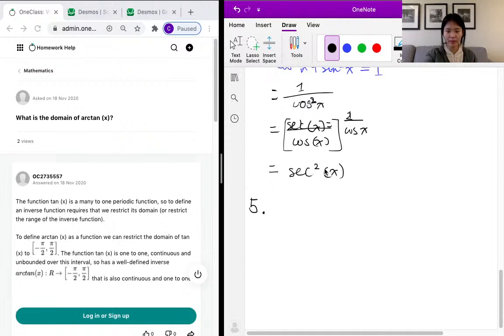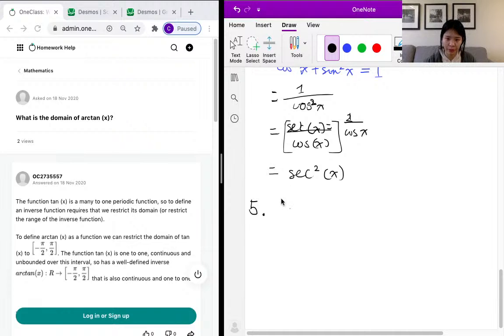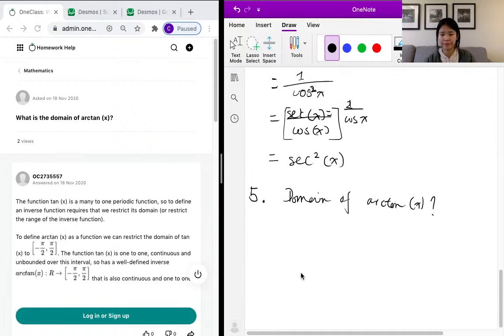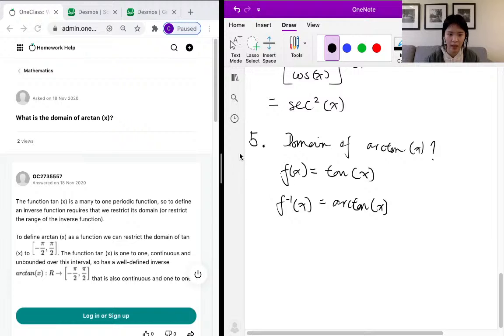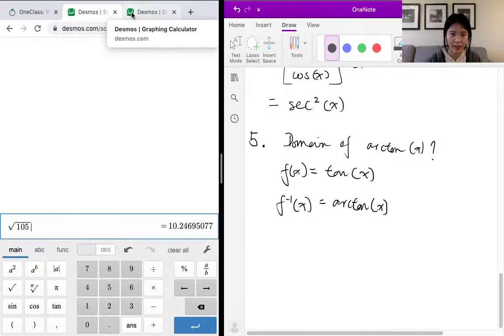All right, let me try to explain to you. What we want to know is the domain of arctangent. First, we should know the domain and range of the tangent function. We know that the arctangent function is the inverse of the tangent function, and that is why we want to know the domain and range of the tangent function. Let me quickly draw you the tangent function.